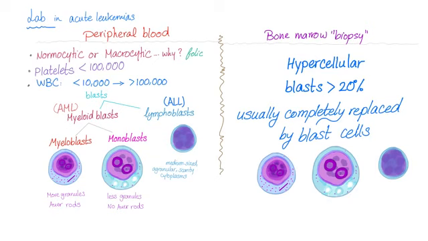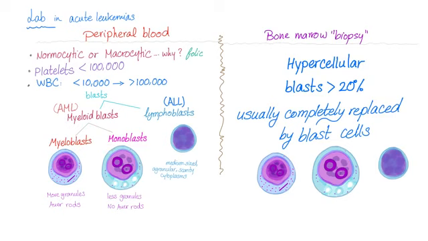Platelet count will be low, called thrombocytopenia. Normal platelet count is between 150 to 400,000. Less than 100,000, of course, this is thrombocytopenia. White blood cell can be less than 10,000 and can be over 100,000. Wow. And the cells, of course, are blasts. Blasts can be lymphoblasts or myeloid blasts. Myeloid blasts are subdivided into myeloblasts and monoblasts.